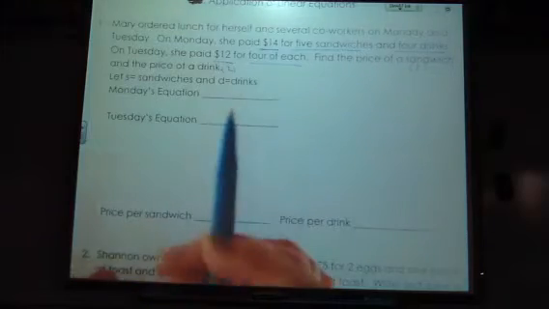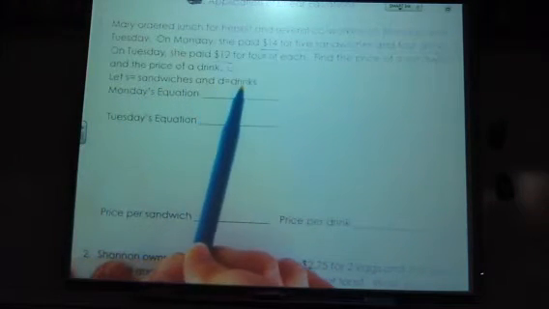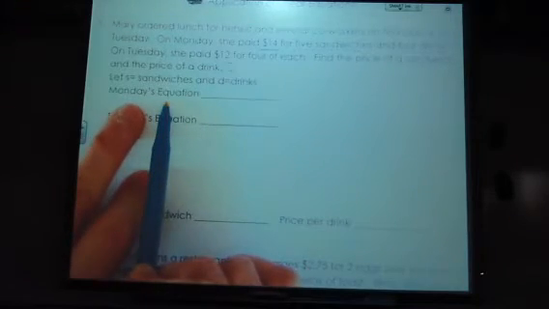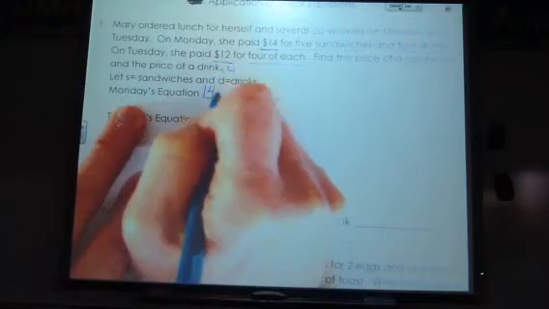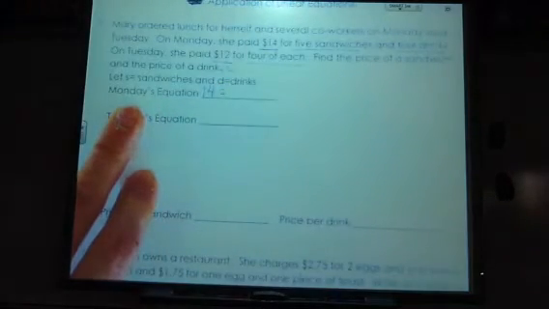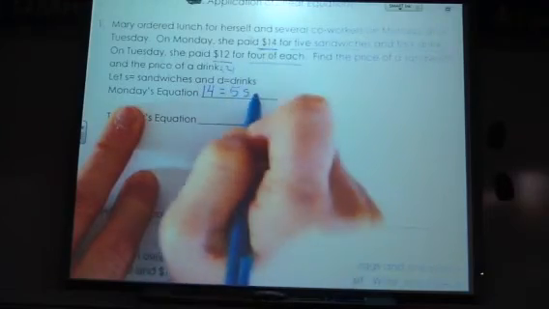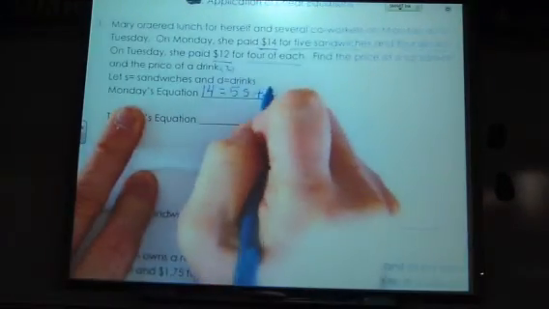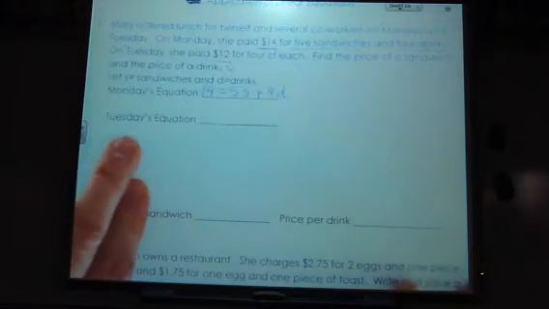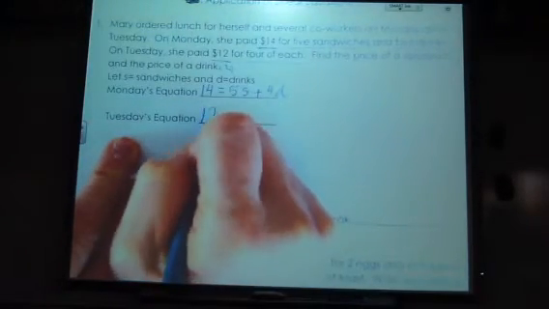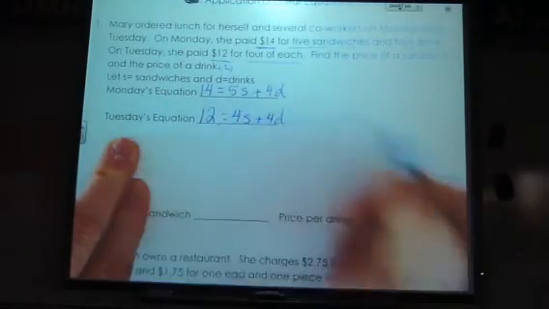Alright, so let's identify our variables. Let's let S equal sandwiches and D equal drinks. We need to write the equation for Monday. So, the total was $14. So that goes on one side of your equation, and it was 5 sandwiches and 4 drinks. And for Tuesday, the total was $12, and it was 4 of each.